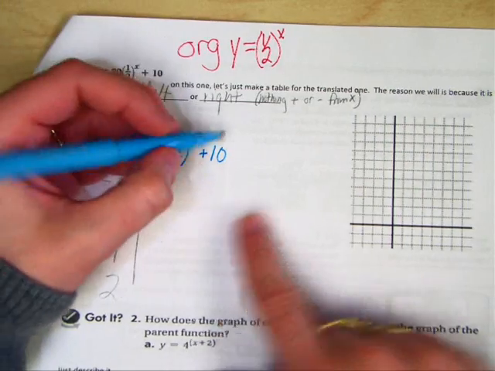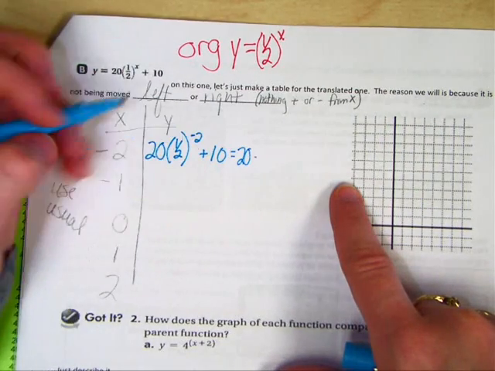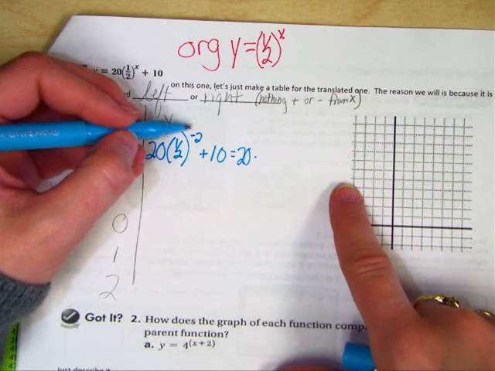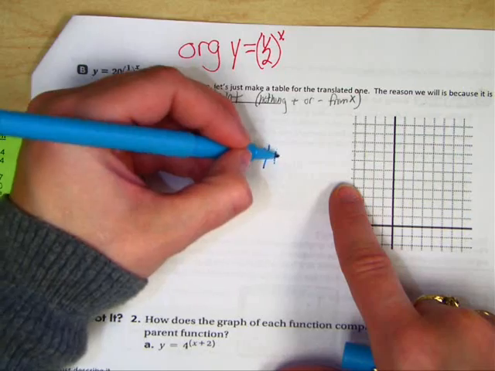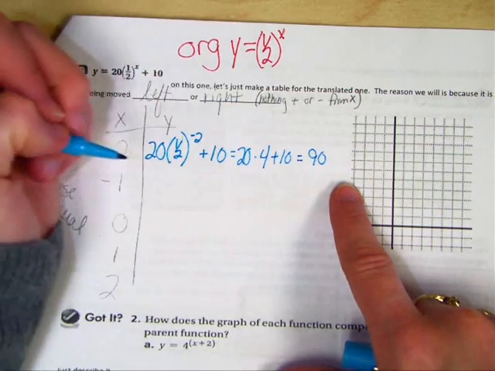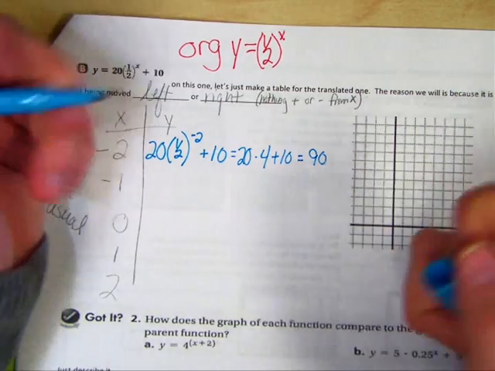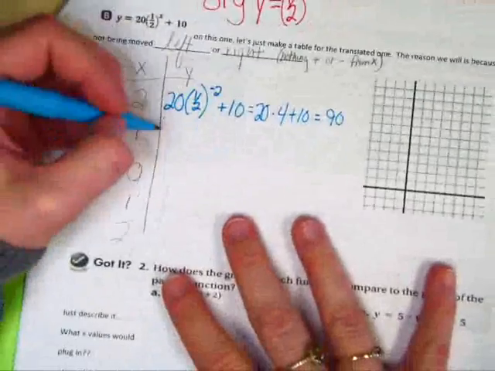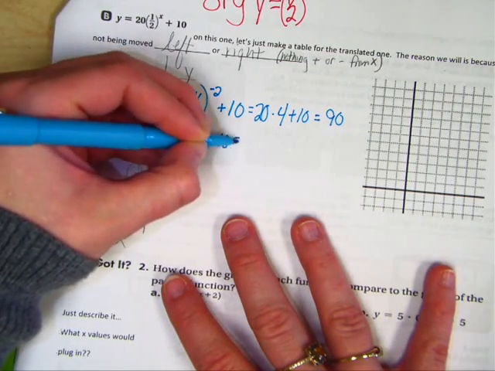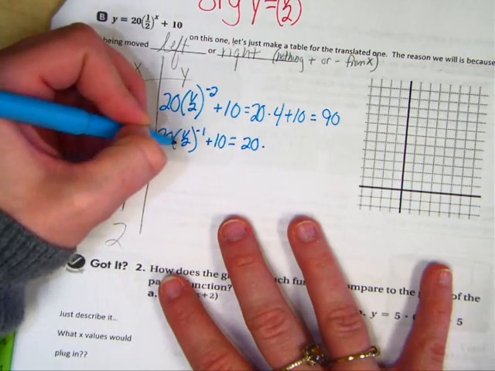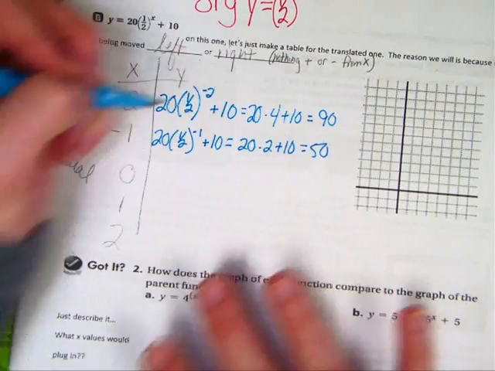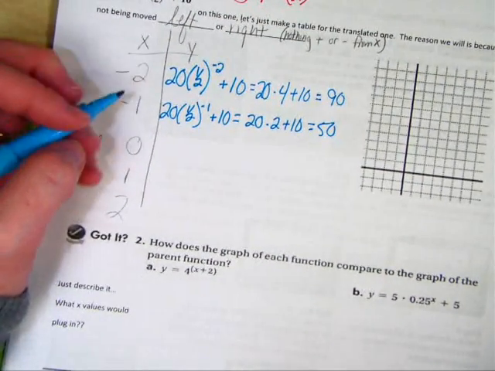Well, I hope you know that that is really 20 times, you flip that upside down, and you get 2 squared, and 2 squared is 4, plus 10. 20 times 4 is 80, plus 10 is 90. Yeah, I don't think we're going to graph this one. If you did, just count by tens. Let's plug in -1. 20 times 1/2 to the -1 plus 10 is 20 times, flip it upside down, 2 plus 10. That's 40 plus 10 is 50. You can count by tens. It wouldn't be bad if you did.